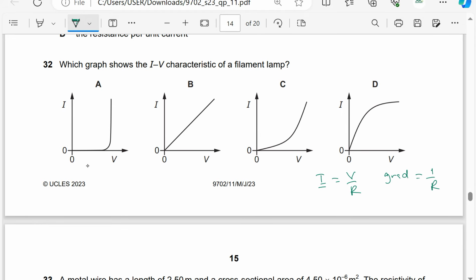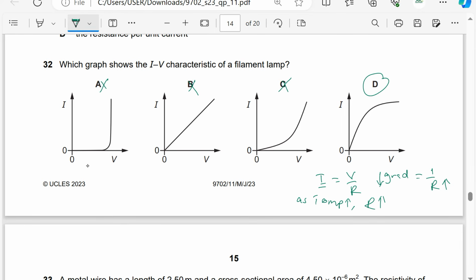For a filament lamp, as I increases and V increases, the temperature increases. So as the temperature increases, the resistance of the filament wire also increases. But as the resistance increases, it means the gradient must decrease. So we should have a decreasing gradient. This one is a constant gradient, increasing gradient. So between D, A is also an increasing gradient. So the answer is automatically D.